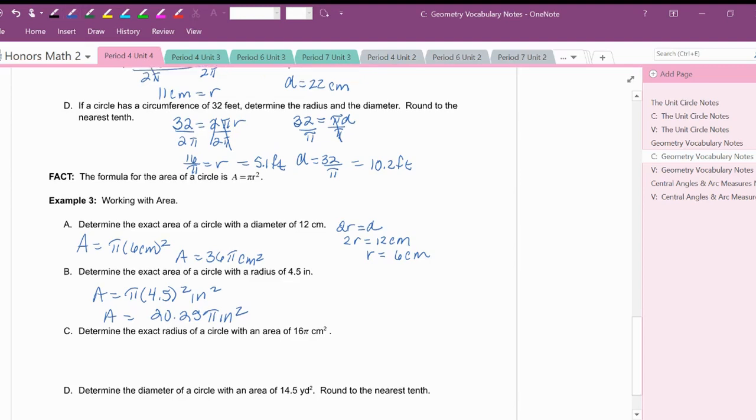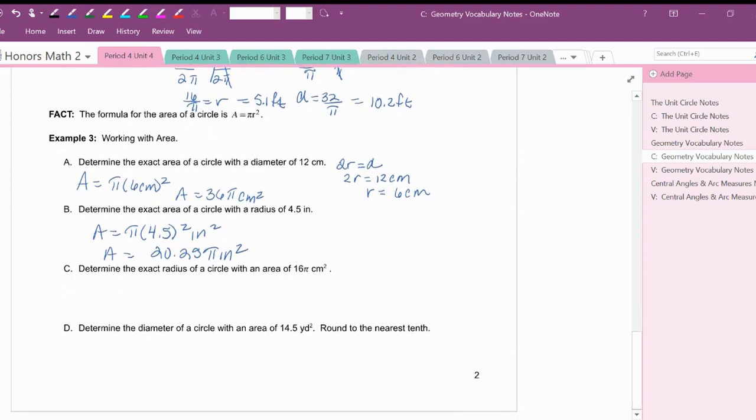All right, determine the exact radius of a circle with an area of 16 pi centimeters squared. So area is pi r squared. Here area is 16 pi centimeters squared. So we'll solve this for r. So we have 16 centimeters squared equals r squared. I take the square root of both sides. We know we don't have to worry about the absolute value here because we're talking about a measure.